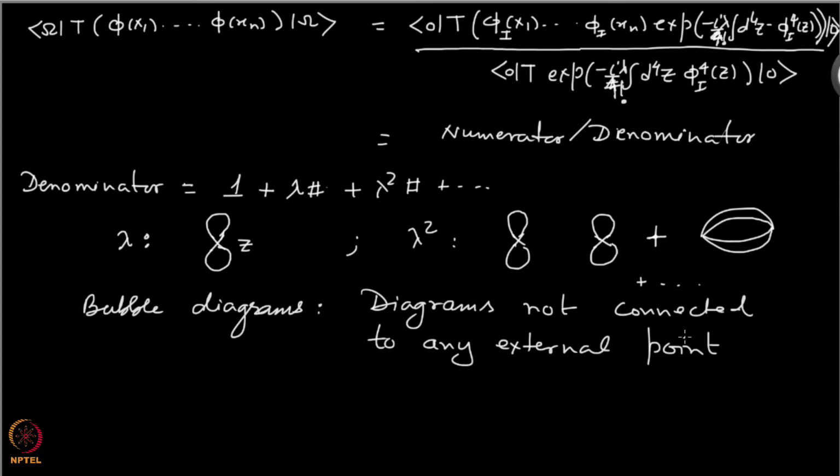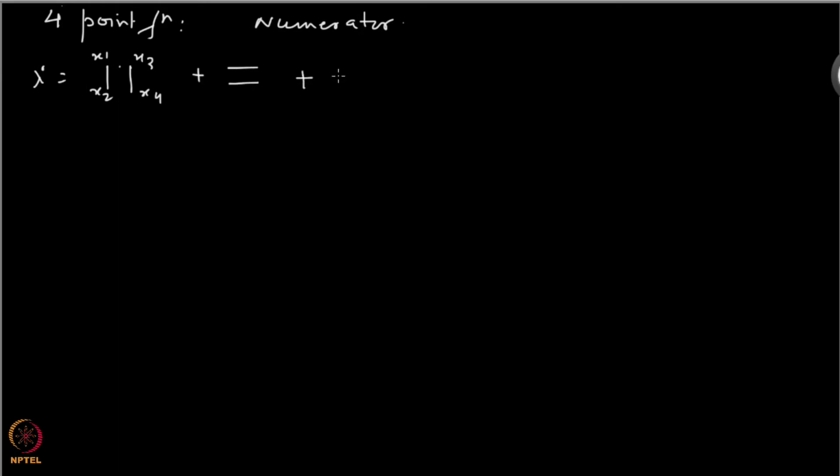Okay, now let's look at the numerator again, and I want this time to look at 4-point functions, a 4-point Green's function. I'm looking at the numerator. So at order lambda 0, let me label x1, x2, x3, x4. So we'll have these kind of diagrams. Okay. Then at order lambda, you'll have this. So there is a vertex lambda here. Maybe I'll write it in the next line. These are lambda 0 terms.